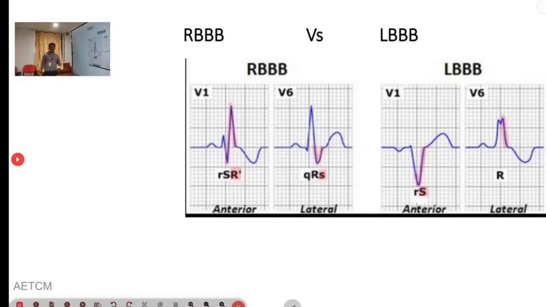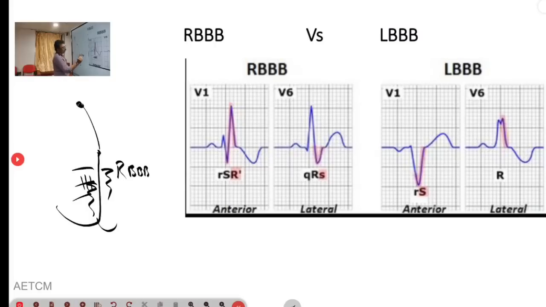Now, when you are talking about wide QRS complex, there are 2 important conditions you should remember. One is RBBB, other one is LBBB. You know that SA node to AV node conduction, then you have the bundle, right bundle and left bundle. If there is a block in the right bundle, you call it RBBB, and if there is a block in the left bundle, you call it LBBB. RBBB is not that important because most of the time you can see right bundle branch block in many normal individuals, but LBBB is always significant.